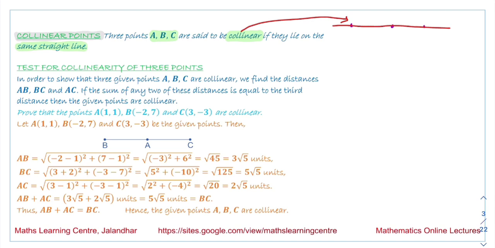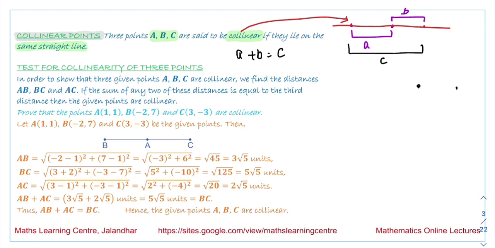Now when we are talking about the collinearity of 3 points, it means the distance between these 2 points plus the distance between these 2 points. So this distance is A, this distance is B, and the distance between the first and third point is C. If these 3 points are collinear, then we will have A plus B is equal to C.